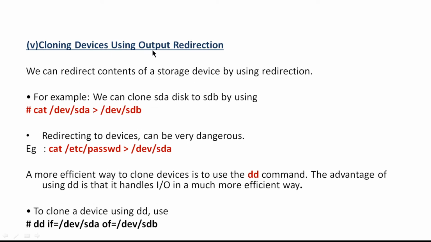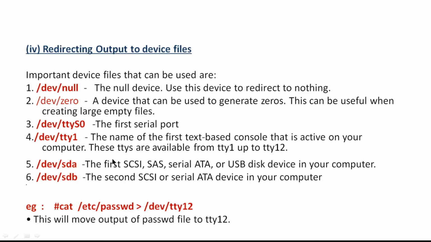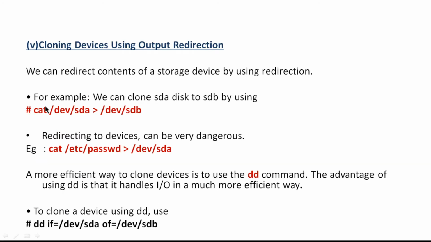The next is cloning a device using output redirection. We can redirect the content of a storage device by using a redirection. So how do we redirect the content of a storage device? Already we have seen the storage devices are there as sda and sdb. So I have used the command cat /dev/sda, and I'm using the greater than symbol /dev/sdb. So this shows that I'm moving the content of sda to sdb. So all the files in sda would be moved to sdb.